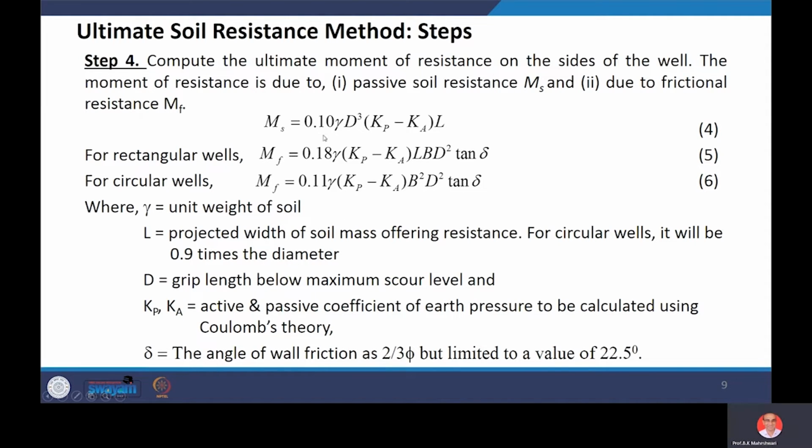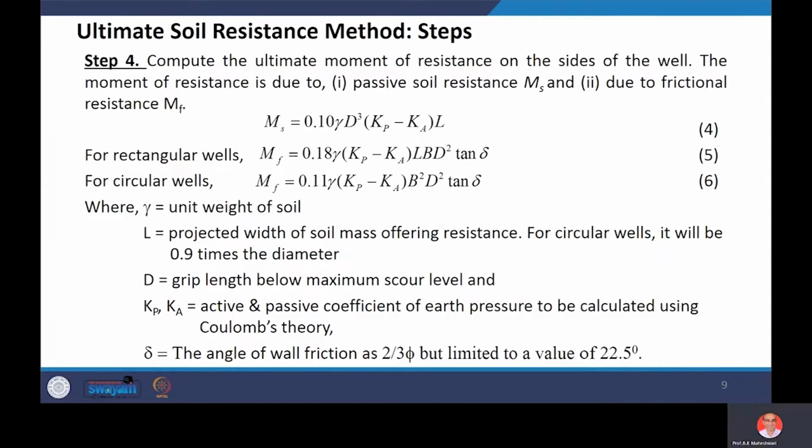In these equations, gamma is the unit weight of soil. L, which is coming here, is the projected width of soil mass offering resistance. For circular wells, it will be 0.9 times the diameter, while D is the grip length below maximum scour level, which is also called the depth of well foundation. I emphasize again here that capital D in all these well foundations is not the diameter of the well, rather it is used as the depth of the well foundation. So capital D will be the depth of well foundation, and that was the same thing in the case of Terzaghi's theory also.